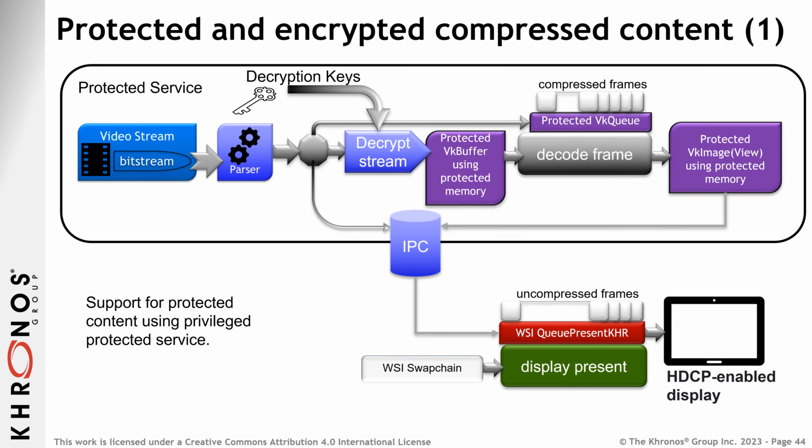Various content providers and solutions handle protected content in a variety of ways. One of the ways for dealing with protected content in Vulkan is by creating a privileged service where protected memory resources and queues are used, a feature available in Vulkan. An important aspect of protected resources in Vulkan is that those can be accessed by the host and can be transferred to other unprotected resources.